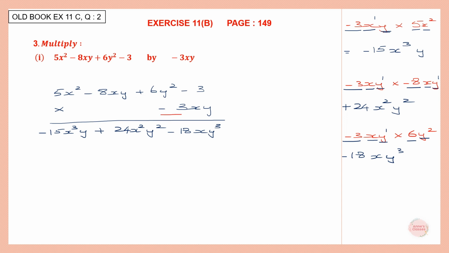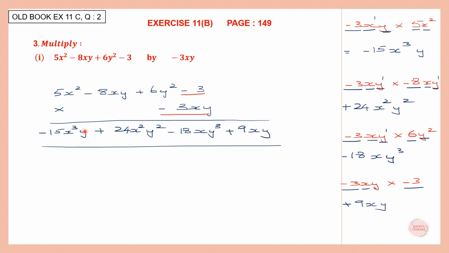Now we multiply minus 3xy into minus 3. So let's do that. Minus 3xy into the last term, that is minus 3. So numerical coefficients minus 3 into minus 3. Minus into minus is plus. 3 3s are 9. 1x and 1y, so that makes it plus 9xy. So we have a final answer here: minus 15x cubed y plus 24x square y square minus 18xy cubed plus 9xy. Now this is the column method.